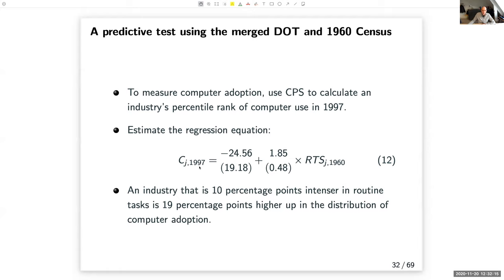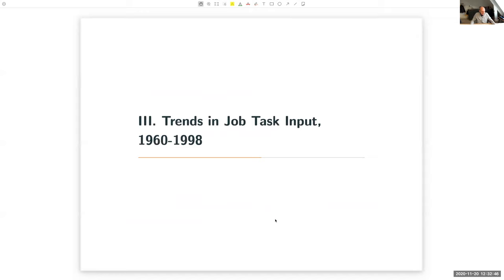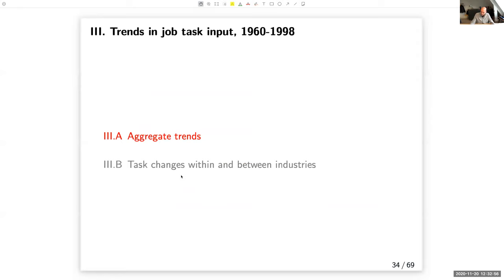And note that I'm using here just the 1997 computer use under the assumption that all these numbers would be zero in 1960. You're really looking at computer adoption here, so an increase in computer use, assuming that in 1960 that was zero. Okay, but that's already in support of the model that we derived. And let's get serious about this then. So section 3 looks at trends in job task input between 1960 and 1998, and I'm going to show you first some aggregate trends and then talk about task changes within and between industries.